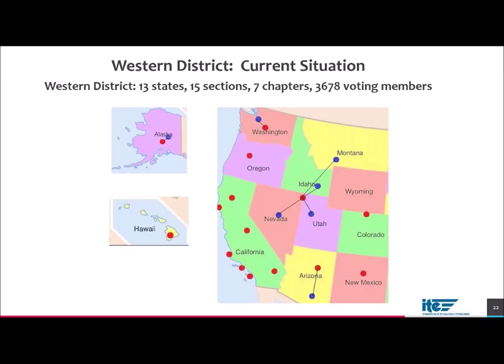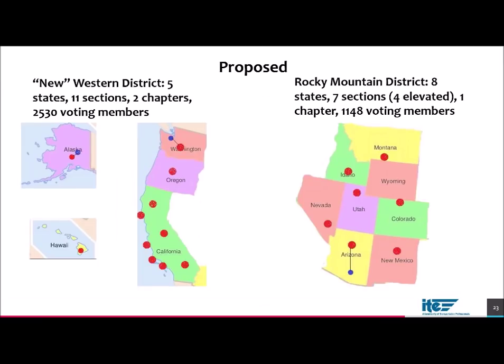And so there's the possibility of elevating those from chapters to sections, but it's a large district with a lot of geographic disparity and 4,000 members represented by just one board. And so we're evaluating options to potentially divide the Western District into 2 or more.